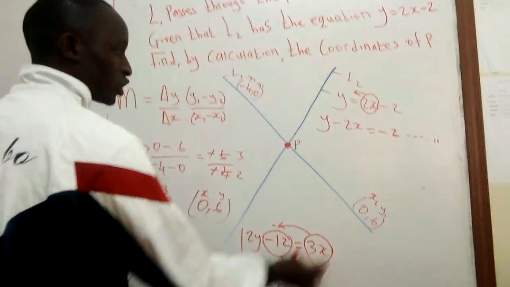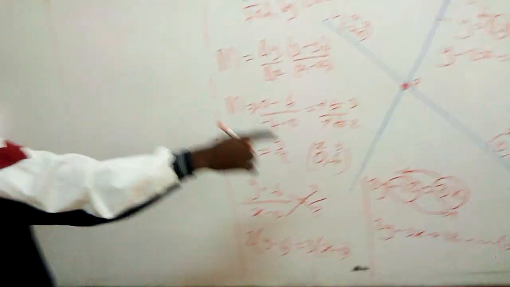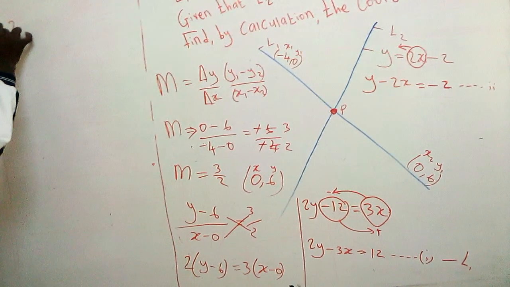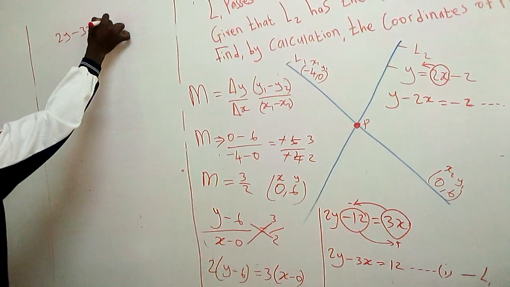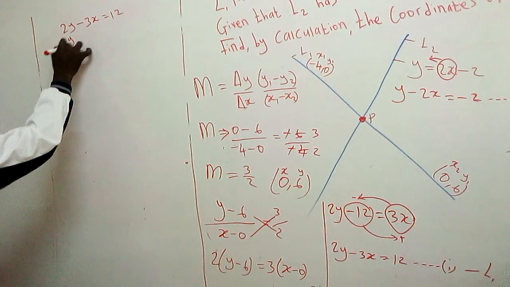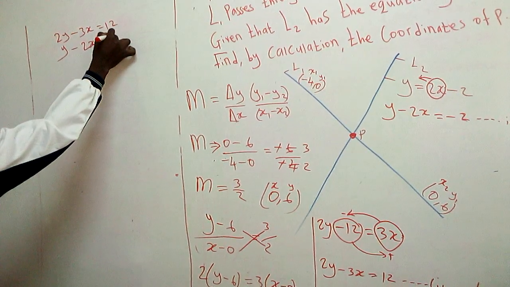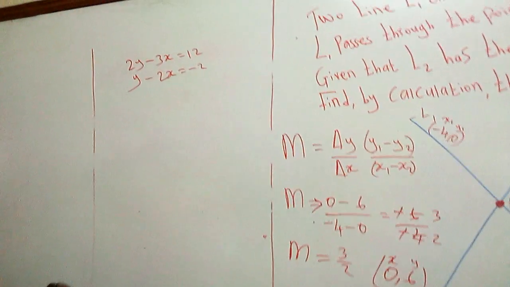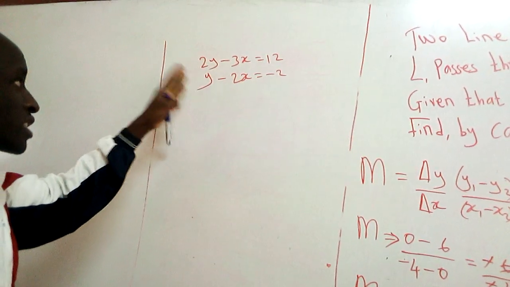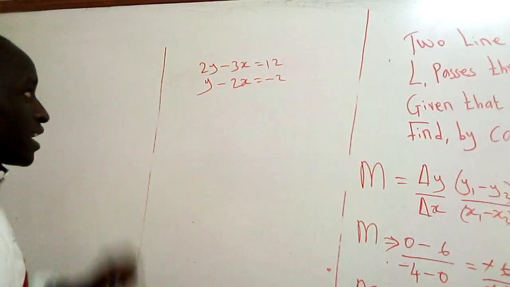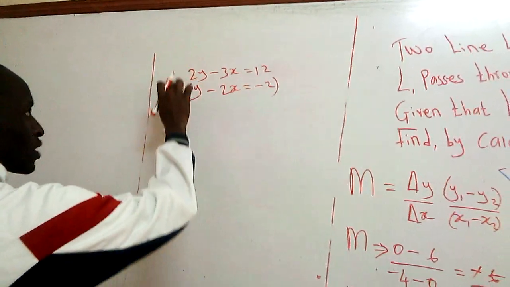Therefore, if I take these two equations, I can solve the value of x and y. I'm going to write my equation here. My first equation is 2y minus 3x is equal to 12. Then I have y minus 2x giving me minus 2. From there, I'm supposed to make sure that one side, either of y and x, has the equal value, since it has the same sign. Therefore, what am I going to do? I multiply here by 2 in order for this to have the equal value with this one.